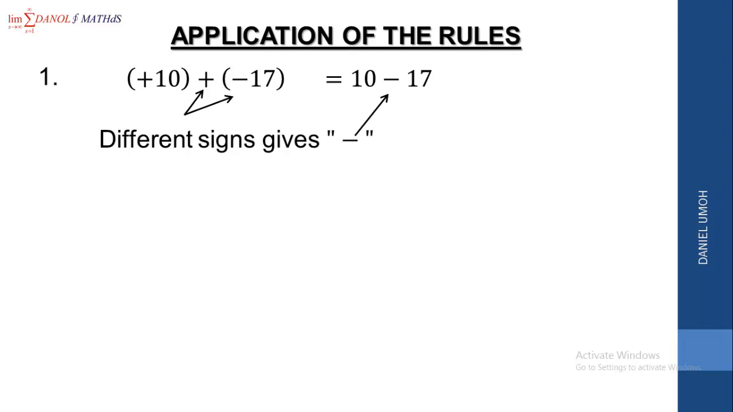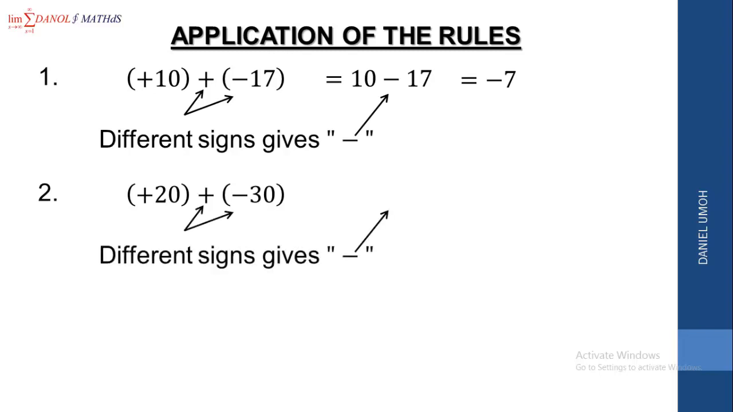Take note of it. Application number 2. Plus 20 plus minus 30. You can see that there is a plus and minus appearing together. So the different signs will give us minus. So what we are going to have is 20 minus 30. Now you know that 30 minus 20 is 10. So therefore, 20 minus 30 is minus 10. Going negatively. Take note of these applications.